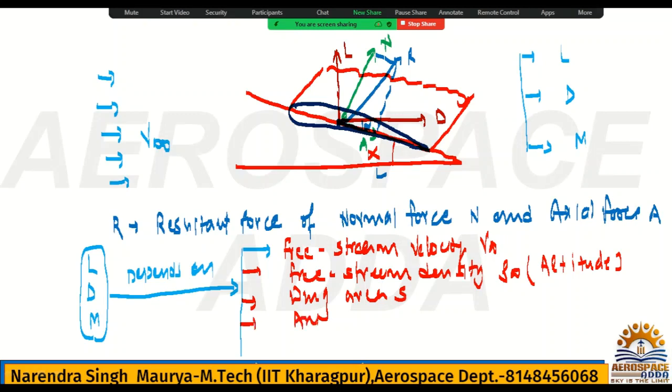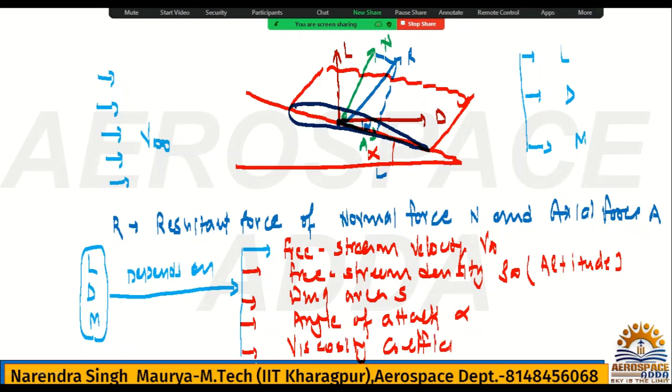Then angle of attack. Okay, and called viscosity coefficients. Okay, called viscosity coefficient. Okay, all right, which is nothing but mu. So these are the parameters basically that L, D, M will be depending on. All right, always remember this is a very important parameter.